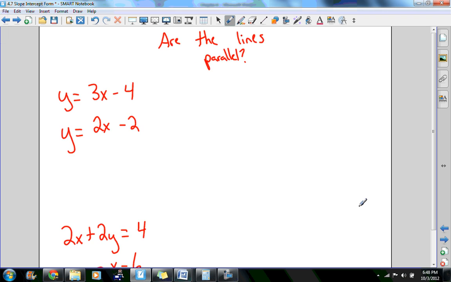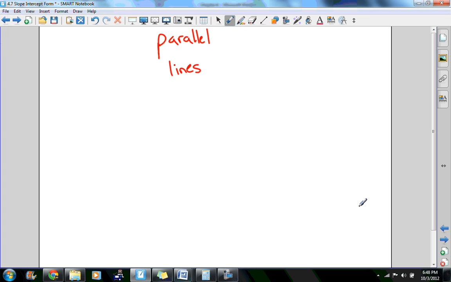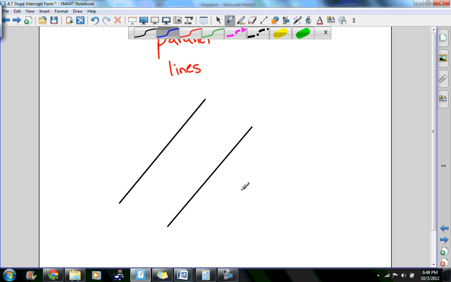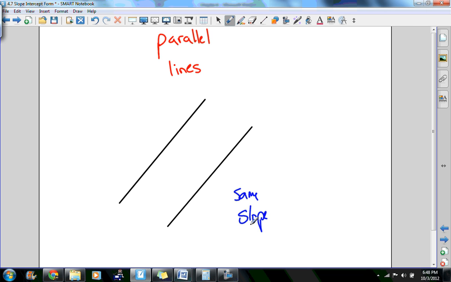Alrighty, parallel lines are one of the things in this section that will be added. The thing about parallel lines is they're two lines that run even with each other, like this. And what we need to know is that these two lines will have the same slope. So if two lines are parallel, it means that they have the same slope. If they have the same slope and the same b value or y-intercept, then they're the same line, because everything about them is the same. But if they have the same slope, we know they're at least parallel.